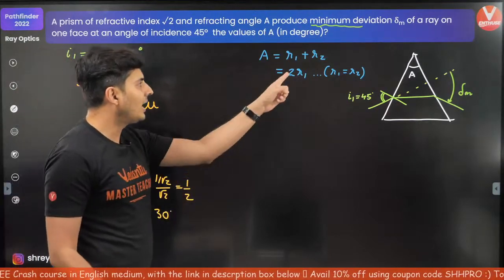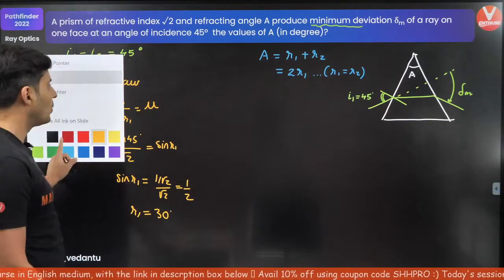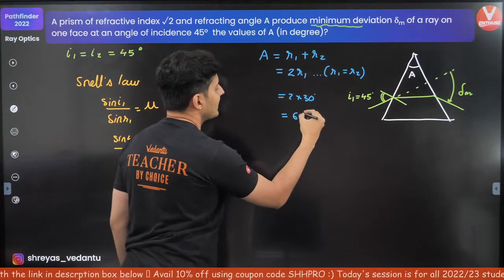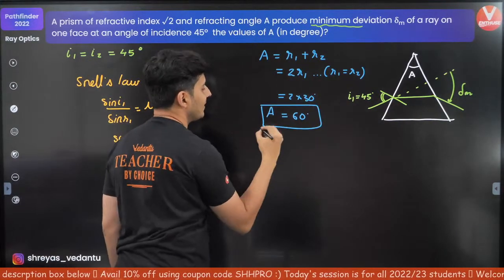The moment I get R1, I know what to do next. Just put the value over there. So it will be 2 times 30 degrees, which is 60 degrees. So that's your final answer.